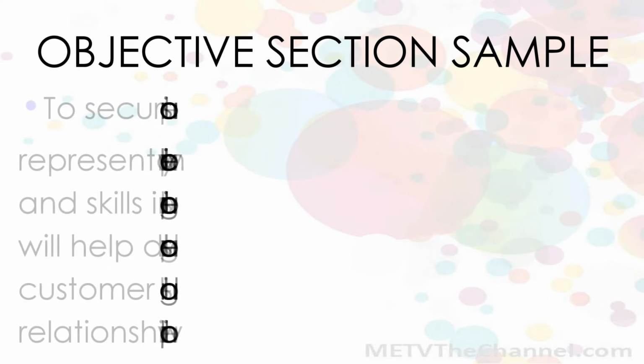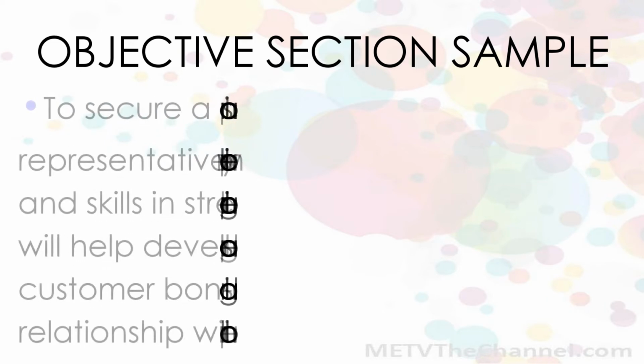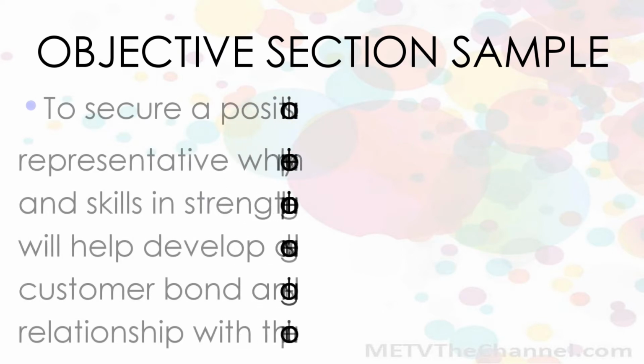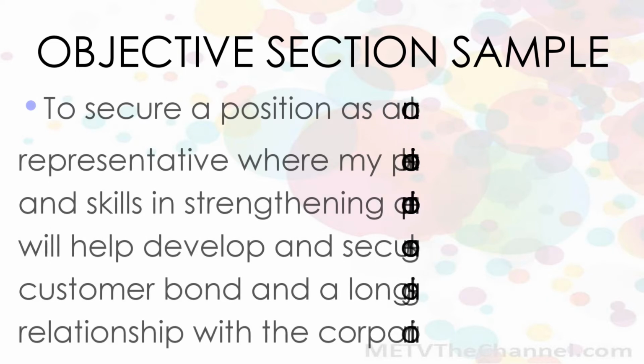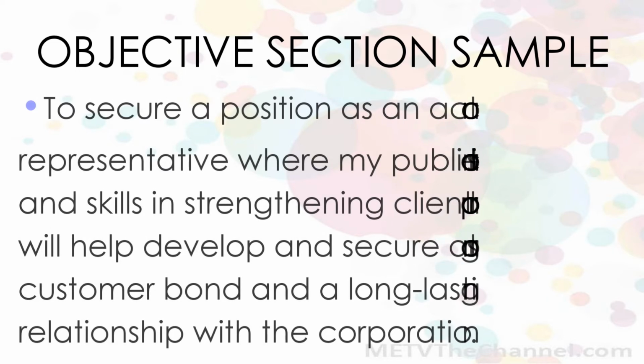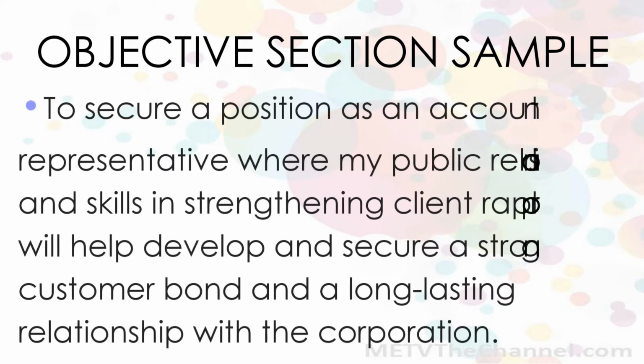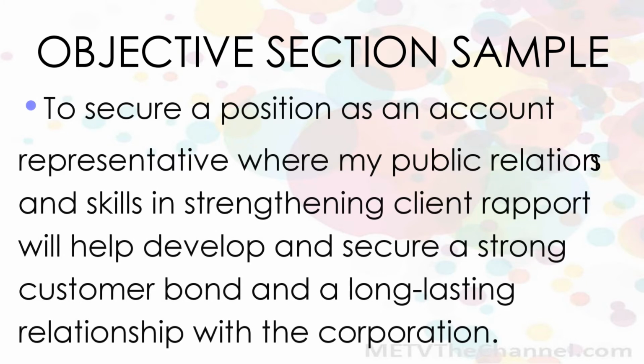This last example is a tried and true statement. To secure a position as an account representative where my public relations and skills in strengthening client rapport will help develop and secure a strong customer bond and a long-lasting relationship with the corporation. That last one is a tried and true one because it includes a statement that most employers want to hear: lasting working relationship.